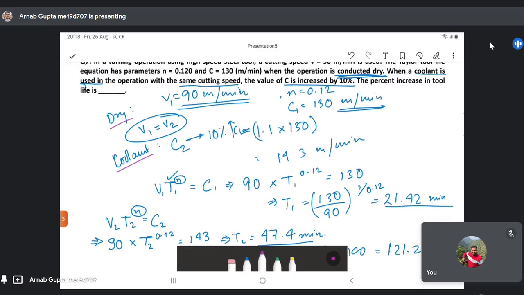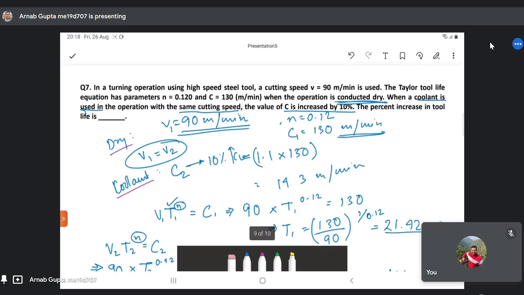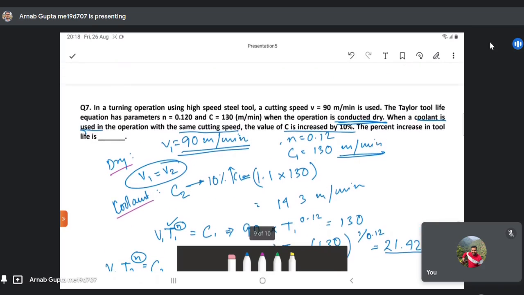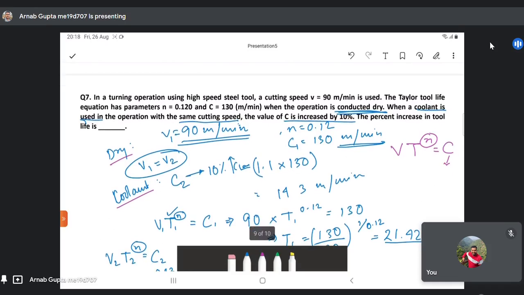So what happens? From here you can see what this C depends upon. So C is generally considered a constant. This n and C, what parameters do they depend upon? This n depends on the material. The C depends on the cutting conditions. Like here you can see in dry condition the value of C is less, and under lubricated conditions or under the application of coolants it's higher. So accordingly the life of the tool is also increasing.